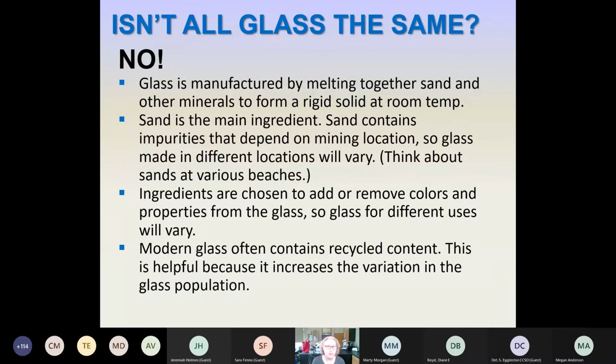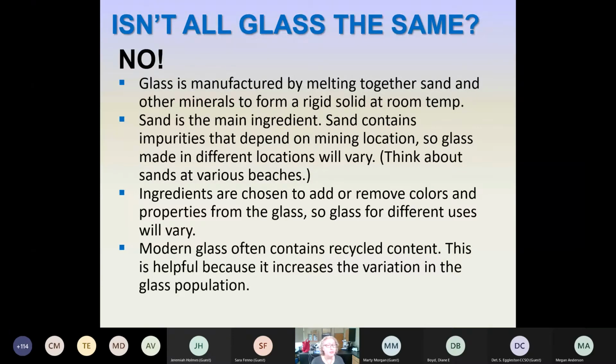And because the parts of the Earth's crust vary in mineral content over its total expanse, the sand mined in one location will be different than the sand mined in a different location. So if we have a glass plant in Chicago and a glass plant in San Diego, they will be using sand from different sources, and that will result in glass that contains different trace minerals. So it's pretty cool to think about.